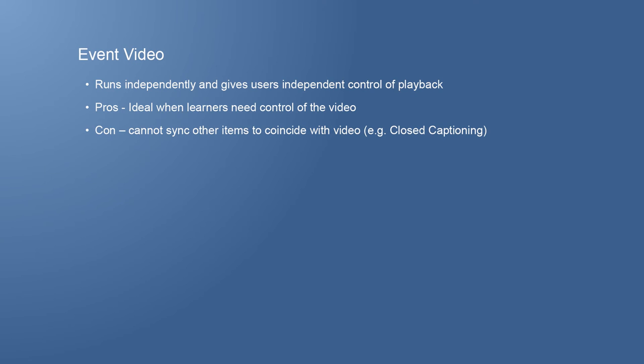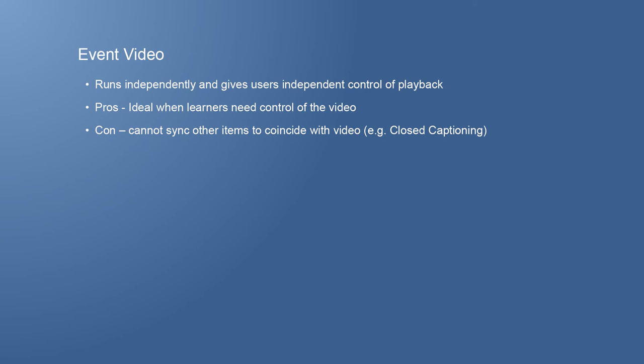First off, there's event video. Event video is a video that runs independently from the Adobe Captivate project and gives users independent control of all the playback controls. Event video would be ideal when you need to give users the ability to rewind or replay a video, perhaps as part of a learning activity like a search and learn, where users need to find information within the video. Because event video is not synchronized with the project, you cannot synchronize items within the course to coincide with events within the video. For example, you could not include closed captioning that runs in time with narration within the event video.